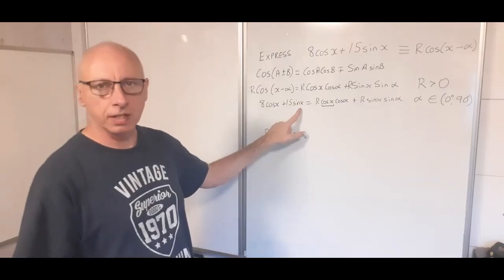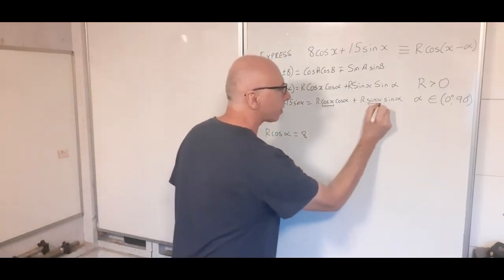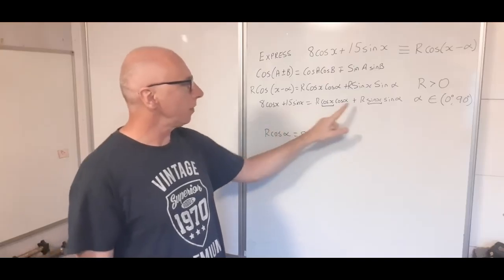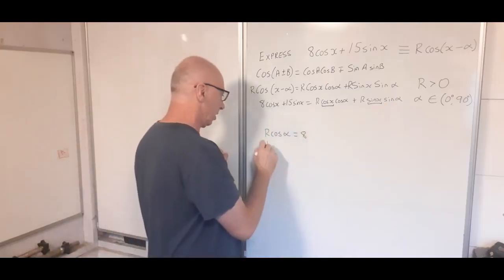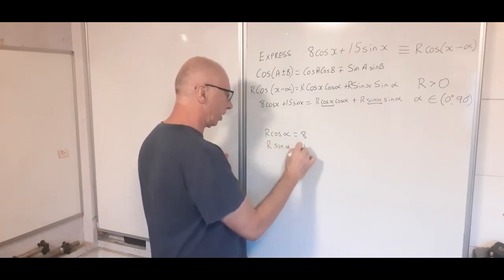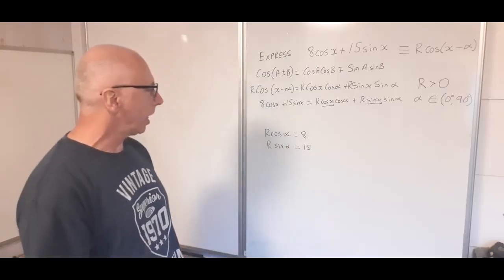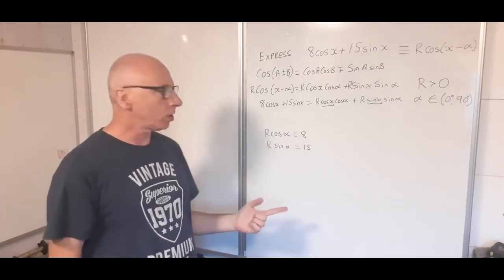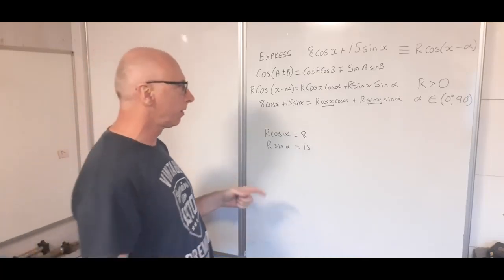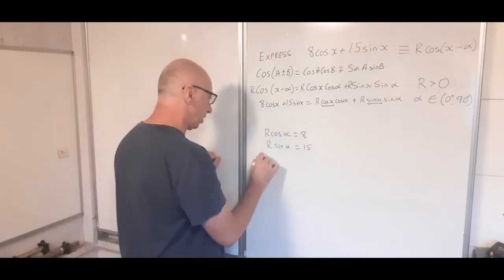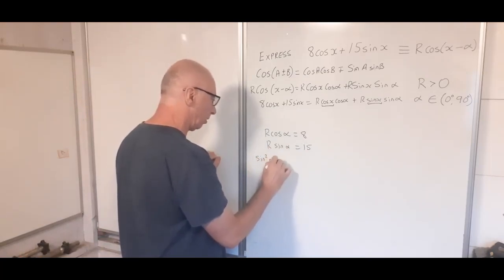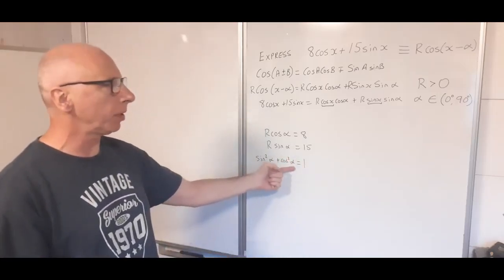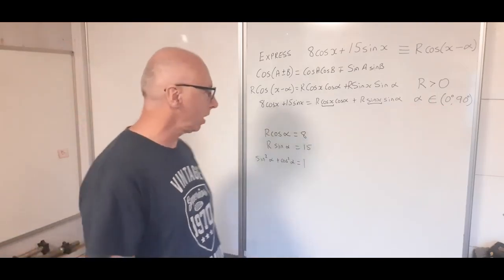And then here I've got 15 sine x. So sine x is there, and I've got sine x here. So for that to be a matching corresponding coefficient, 15 should be r sine alpha. So r sine alpha should equal 15. Okay, that's all well and good, but this on its own is not going to help me. But what I do know, I have a nice little trig identity. So I do know sine squared alpha plus cosine squared alpha is always equal to 1 regardless of our input and regardless of what our parameter is here.